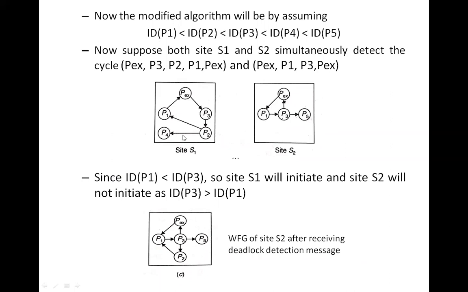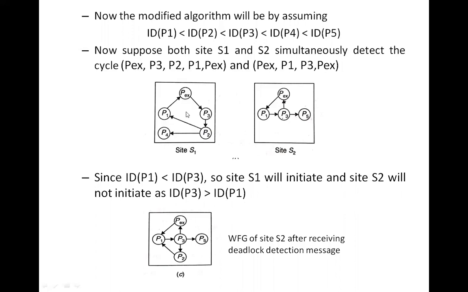Now, since ID of P1 is less than ID of P3, it means site S1 will initiate, but site S2 will not initiate. Why? Because S2 has the cycle PX, P1, P3 and PX, and the identifier of P3 is greater than the identifier of P1. So S2 will not initiate. It will be the process by which S1 will initiate the deadlock detection message.